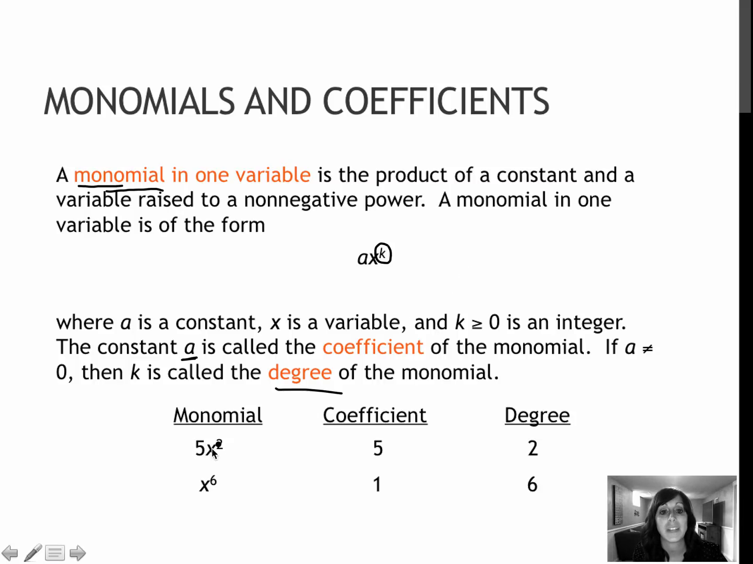So here are a couple of easier examples. 5x squared, the coefficient would be 5, that's the number in front. Obviously the variable is x, and the degree is 2. For my second example, my coefficient is 1, since there is no value in front of the x to the 6th. And the degree is 6 because that is the exponent.